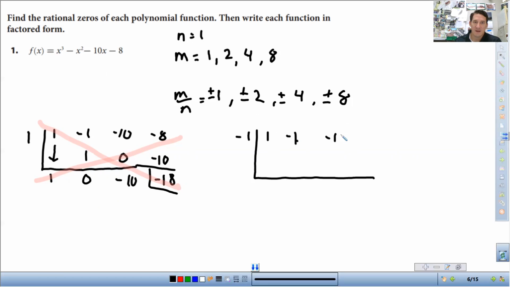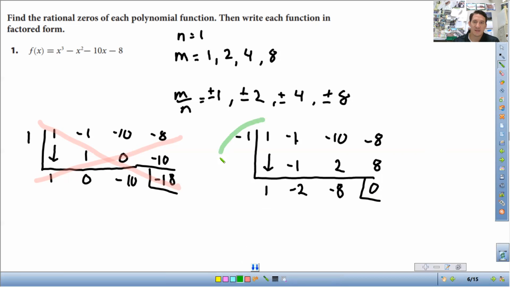Negative 1, negative 10, negative 8. So bring down the 1. 1 times negative 1 is negative 1. That's going to be negative 2. Times negative 2 is 2. So negative 10 plus 2 is negative 8. Times negative 1 is 8, plus 8 is 0. Whew. That worked out. Good. I didn't want to guess out. So this works. All right.